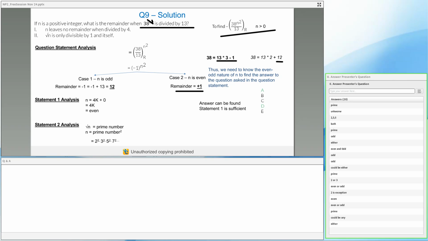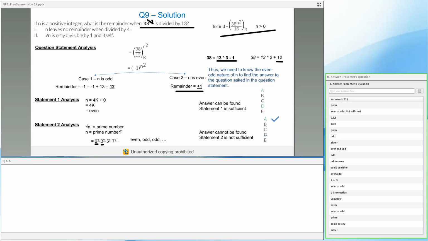So the answer in this case, if n is 2, the remainder would be 1. If n is 3, the remainder would be 12. But since I cannot say for certain what will be the remainder, that is why statement 2 is not sufficient to answer the question. Okay, I hope this is clear, and hence the answer is A.